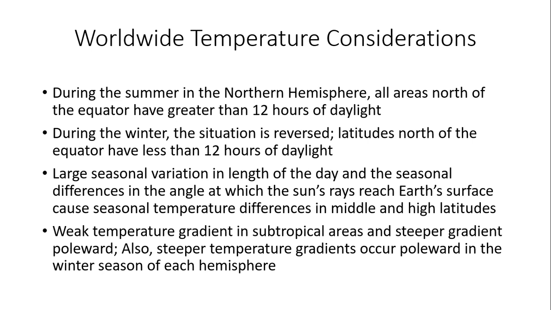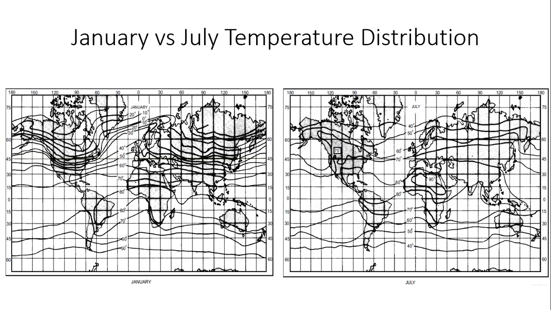Now the weak temperature gradient in the subtropical areas, which is about 30 degrees north and south, and the steeper gradient poleward is going to occur. You're going to have steeper temperature gradients basically occurring poleward in the winter season of each hemisphere, and I'm going to show you that right now. So the image on the left is showing the temperature distribution for January. The image on the right is showing the temperature distribution for July.